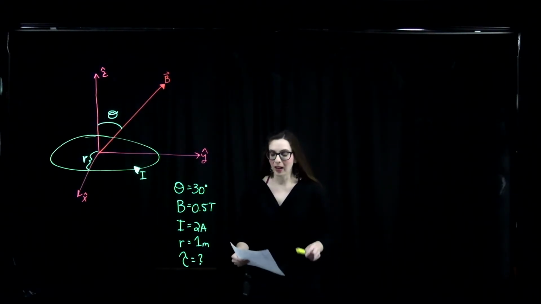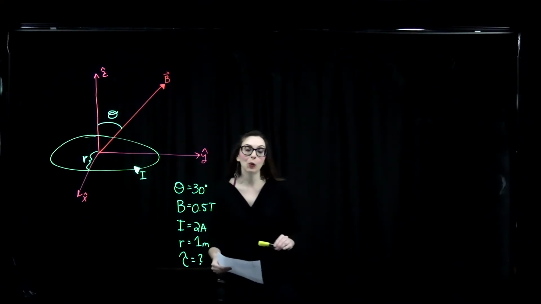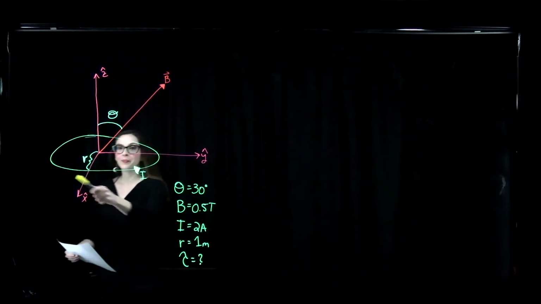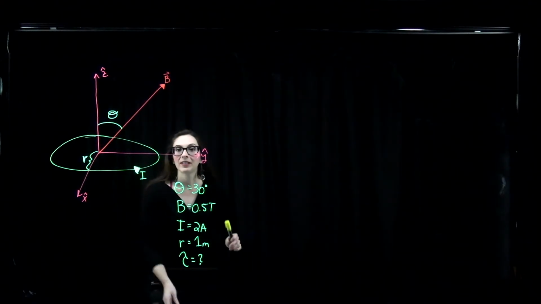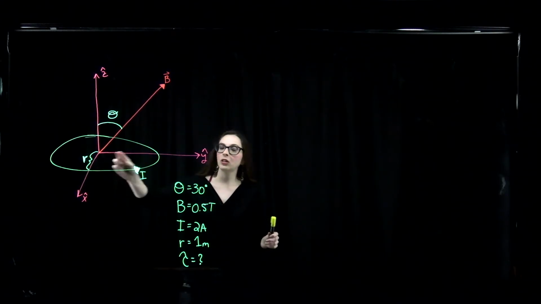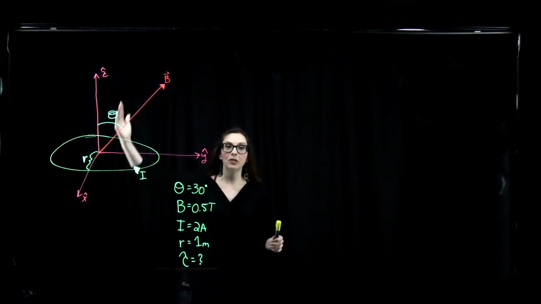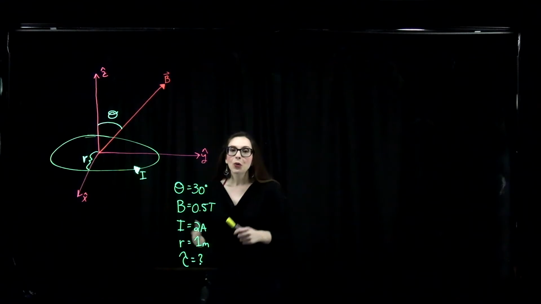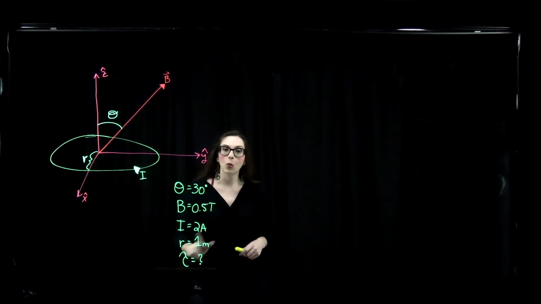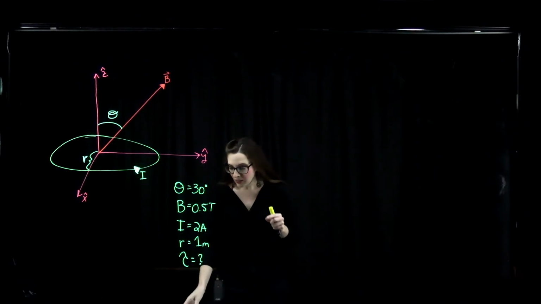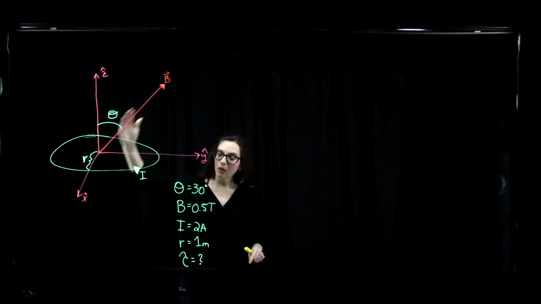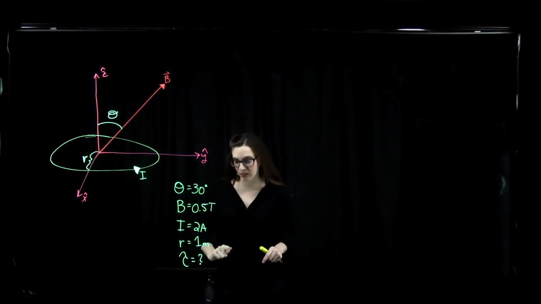We're going to calculate the torque on a circular loop in a magnetic field. Here I have my circular loop of wire, and I've oriented it inside my XYZ coordinate system. Here's the X hat direction, the Y hat direction, and then the Z hat direction is vertically upward. The radius of my loop is 1 meter, and it is placed in a magnetic field of magnitude 0.5 Tesla.